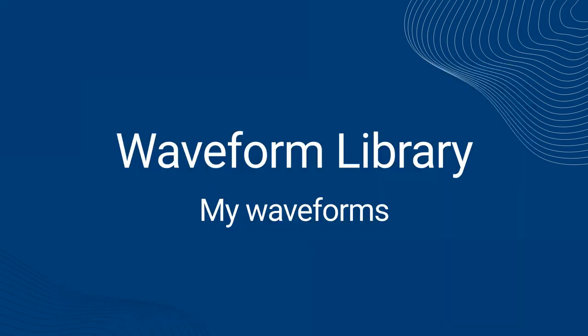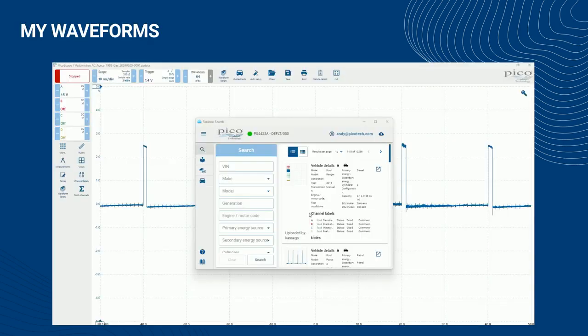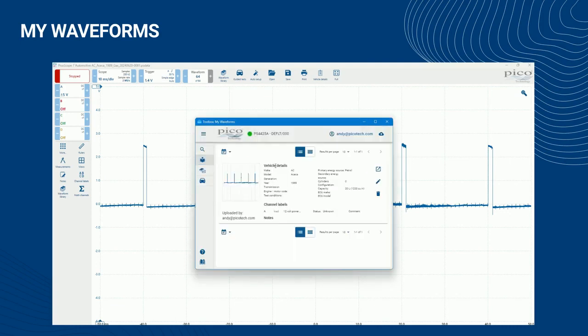Section 5. My Waveforms. All your uploaded waveforms can be viewed in the Waveform Library's My Waveforms view, accessible using the icon below the search icon. Your waveform details are shown in the same way as in the search view, but with the difference that you can edit or delete your own waveforms.